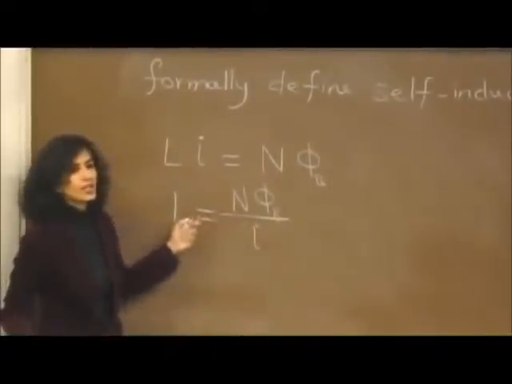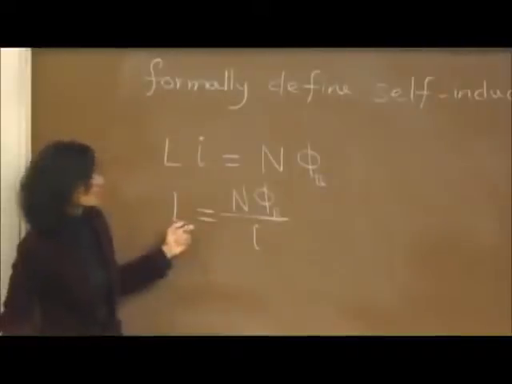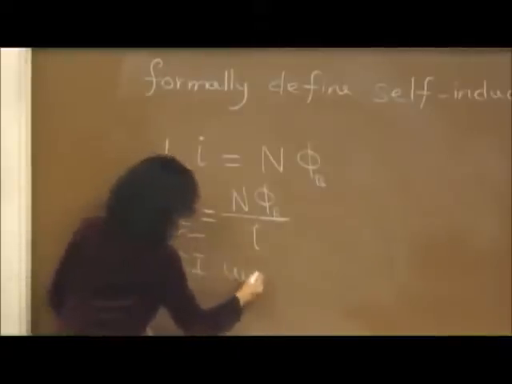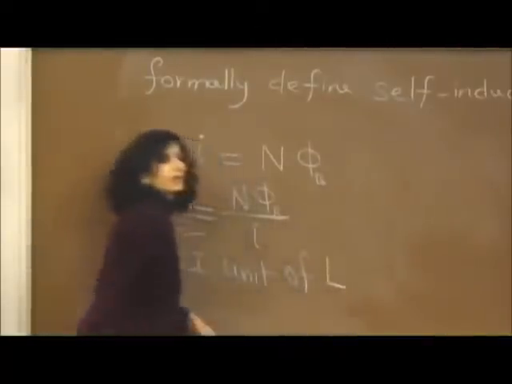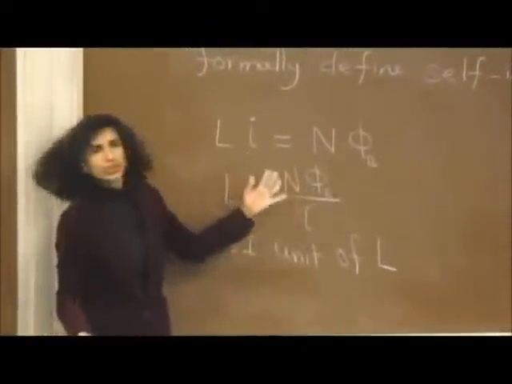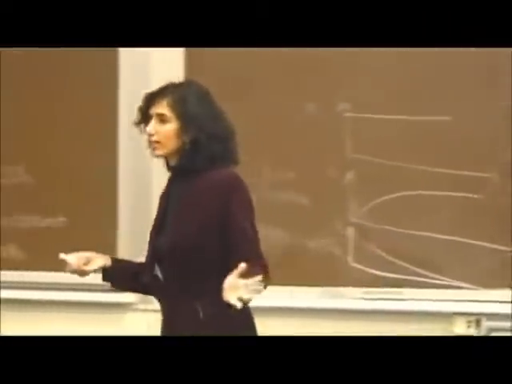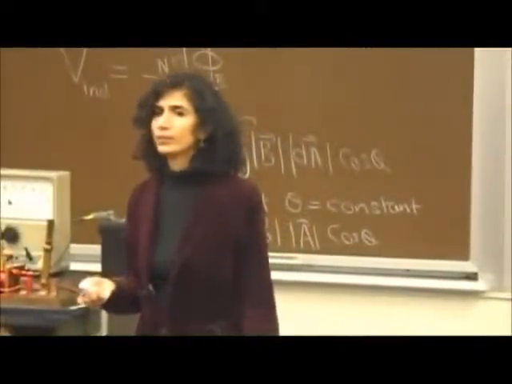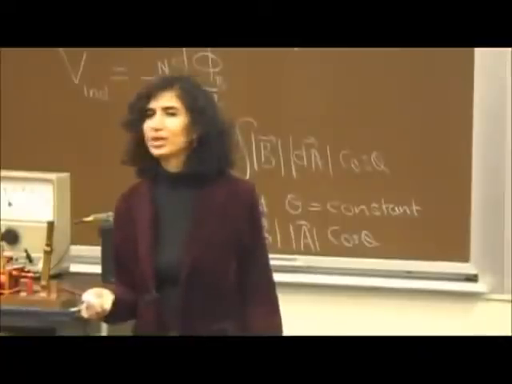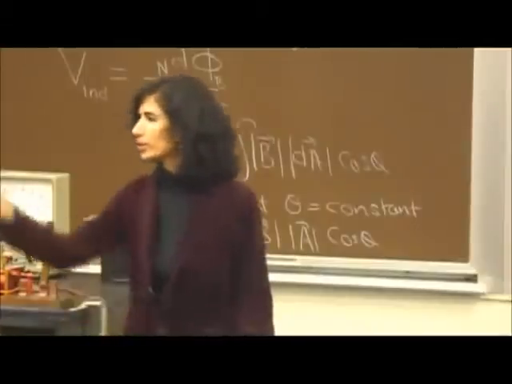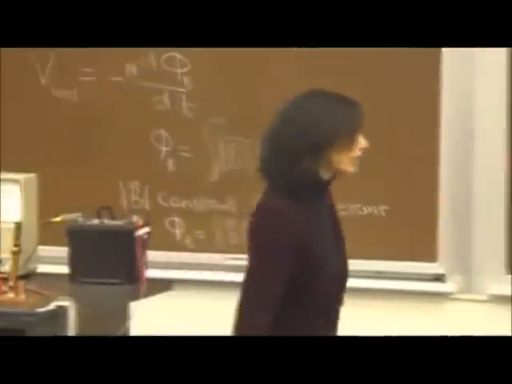Who wants to tell me what should be the SI unit of this thing called self-inductance? I don't want to hear some fancy names, just something based upon this equation that we have right in front of us. If this is how we are defining self-inductance, what should be the SI unit of self-inductance? Anybody? Shouldn't it be the unit of flux divided by unit of current? Go ahead please. Webers per amp. Very good.